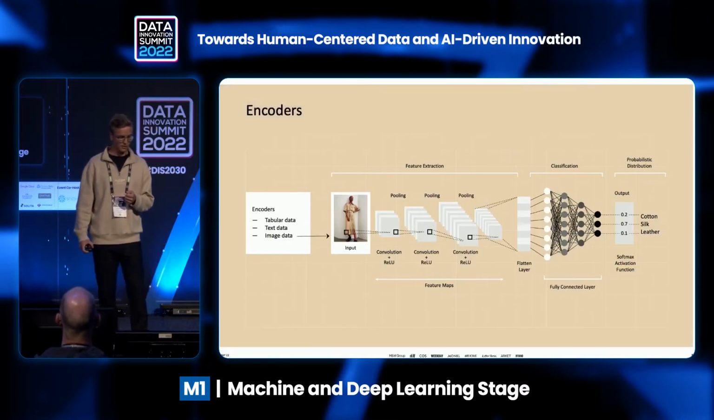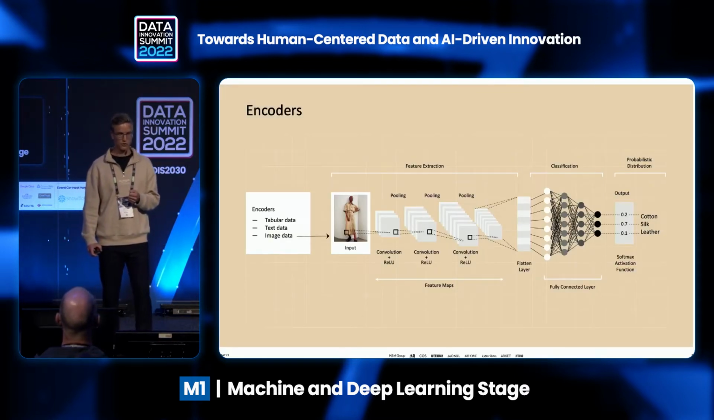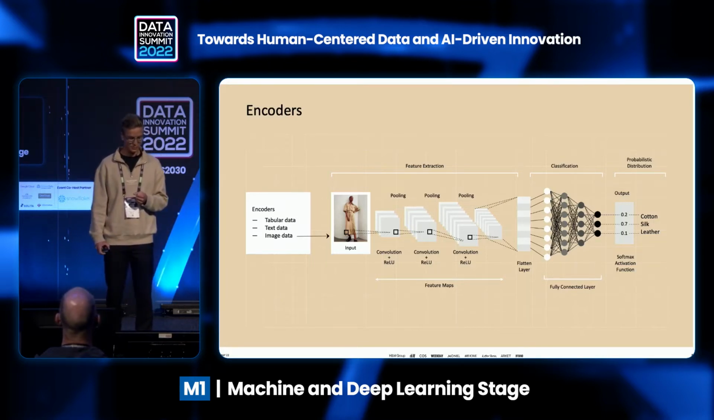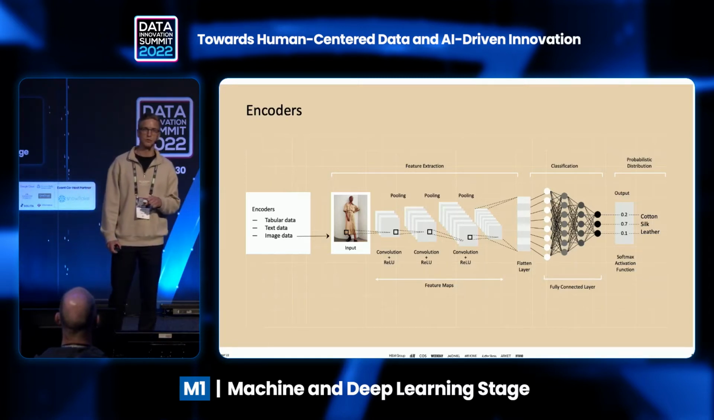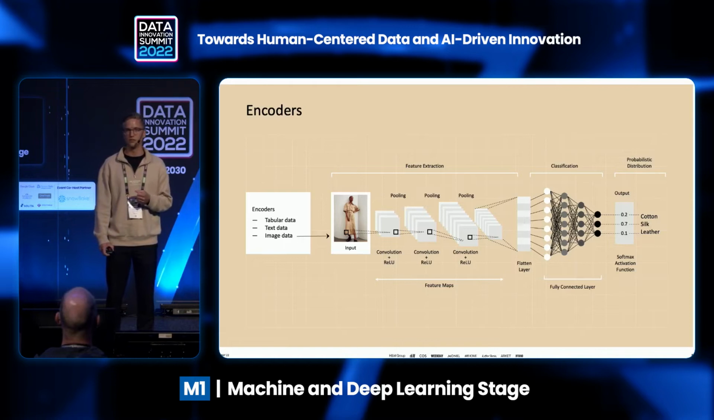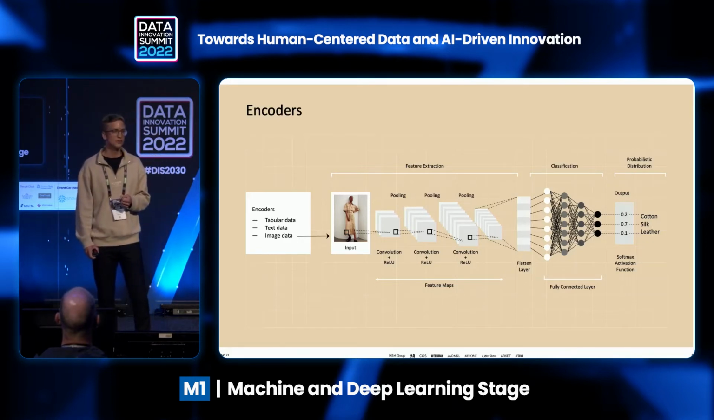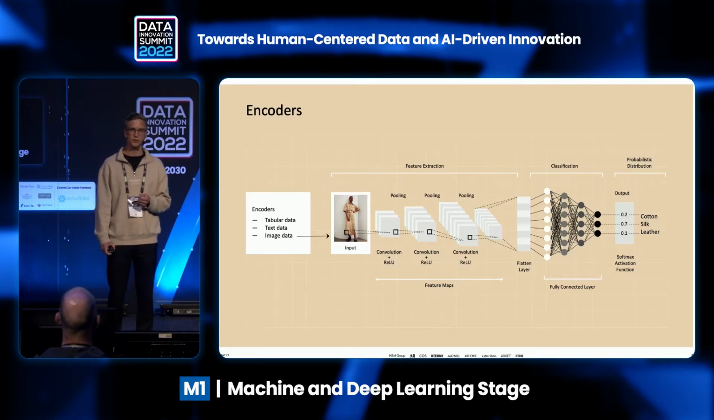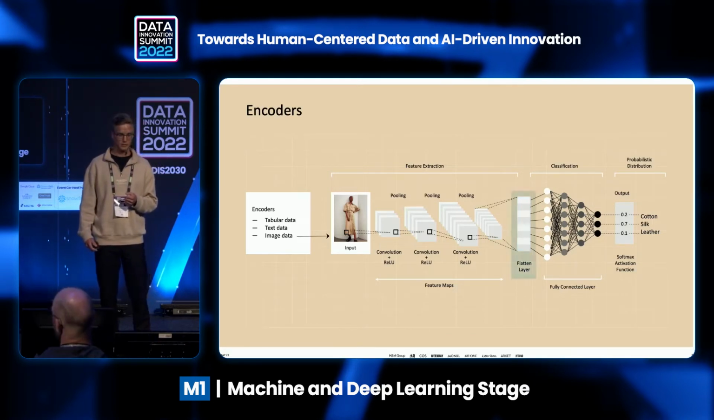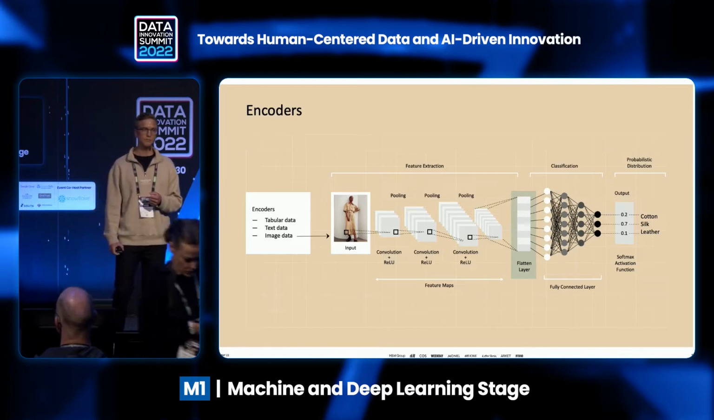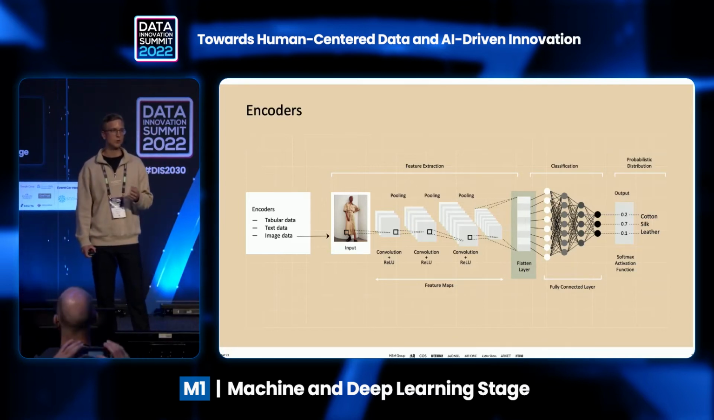Here you can see the encoders that we mainly focus on at H&M: tabular data, text data, and image data. And in this particular example, you can see an example of an encoder of images, a simple convolutional neural network, starting off with a feature extraction part, followed by a classification part. And in the middle here, you can see the flatten layer, which is representing mostly our embedding spaces.